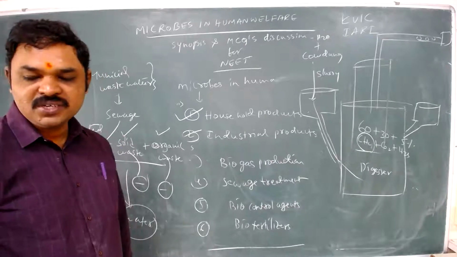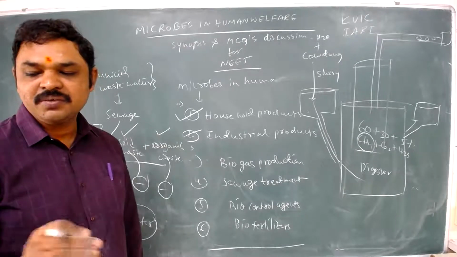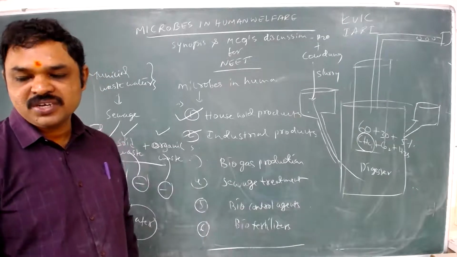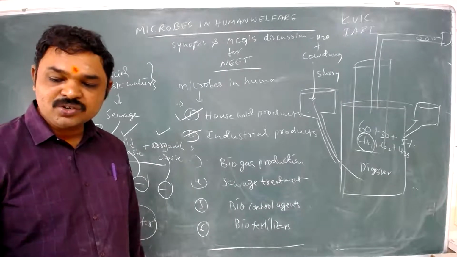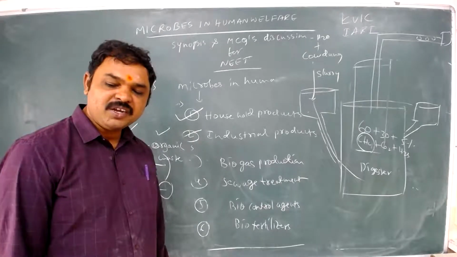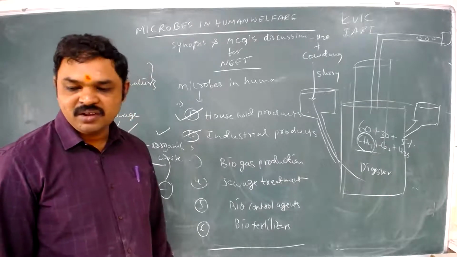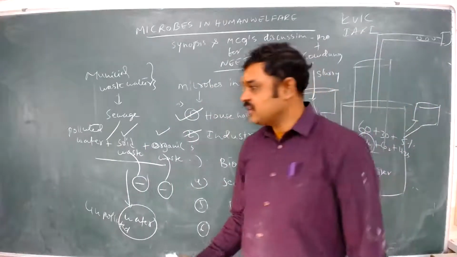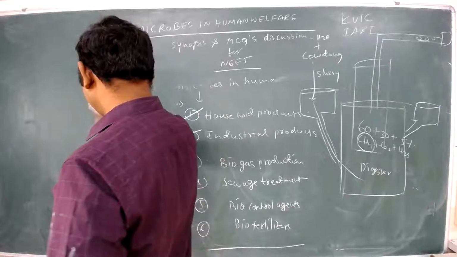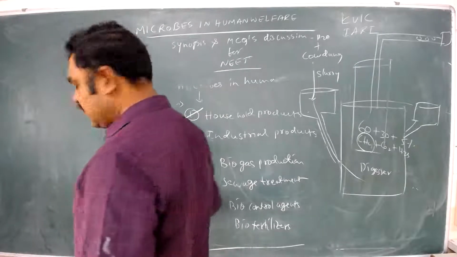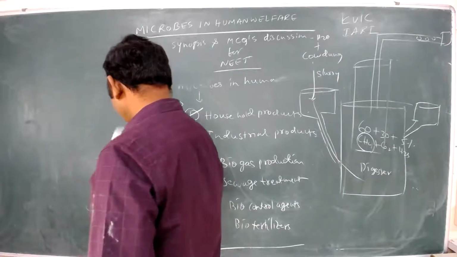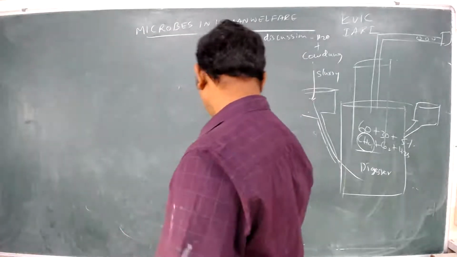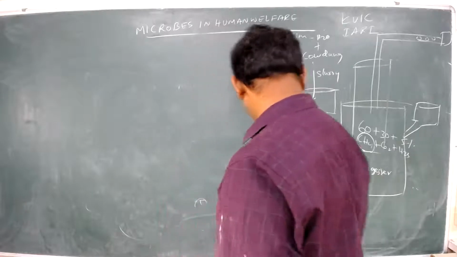In sewage treatment, they establish sewage treatment plants. The sewage is collected and should go to a sewage treatment plant. In the treatment plant, two categories will be there. Primary treatment and secondary treatment. Primary treatment is called physical treatment. Secondary treatment is called biological treatment. In biological treatment, again two types are there: first, aerobic treatment, and second, anaerobic treatment.